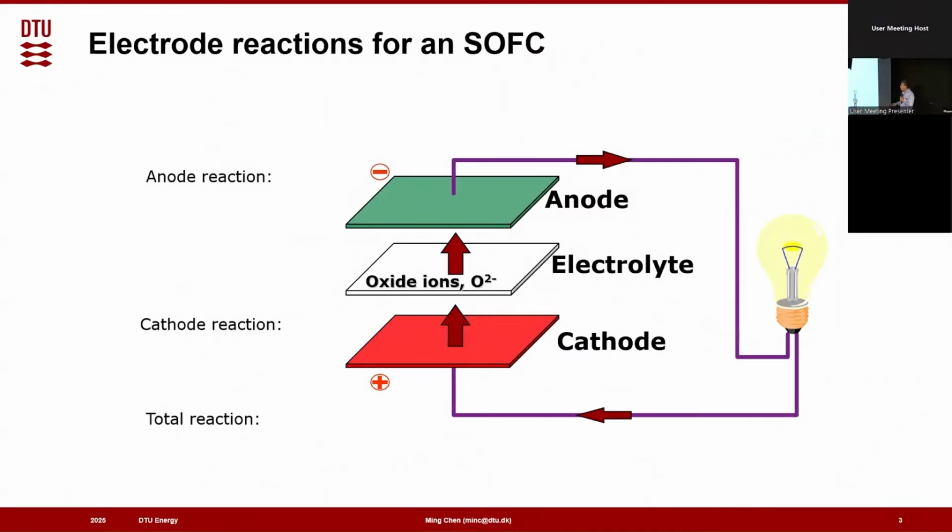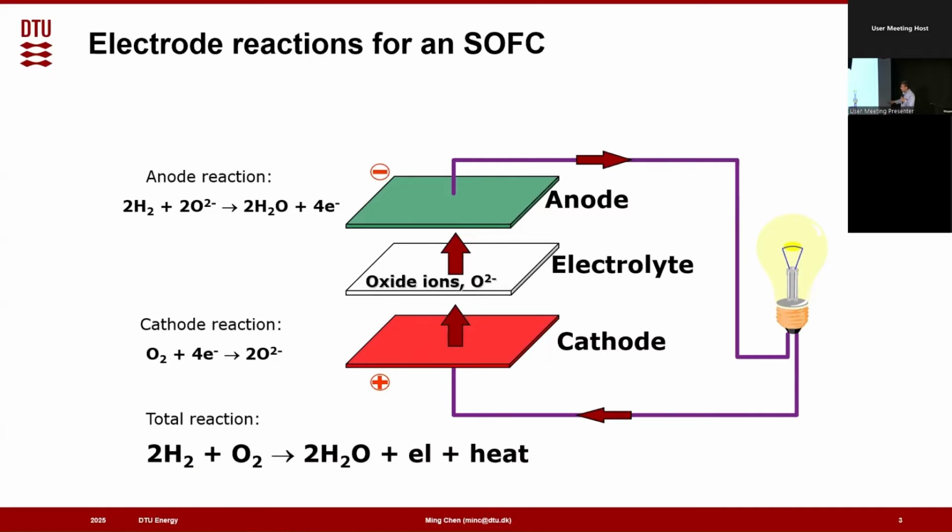Here is just an example of the exact reaction. In fuel cell mode, we take hydrogen and react it with oxygen ions, forming water and electrons. The electrons are released to the external circuit. On the cathode side, oxygen is reduced. So the overall reaction, we provide electricity and heat. That's fuel cell mode. And then in electrolysis mode, the entire reaction is just reversed.